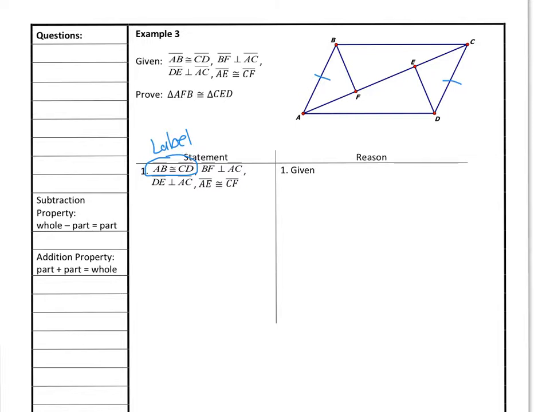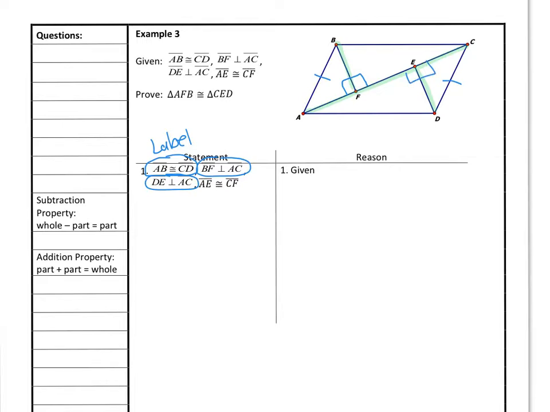We've got BF perpendicular to AC. So let's take a look at that one. We've got BF right here. I'm going to highlight that side. It is perpendicular to AC. Okay, so where it meets AC, we've got perpendicular 90-degree angles. So I'm going to go ahead and draw in those 90-degree angles there. And another perpendicular statement, DE is perpendicular to AC. So I'm going to go ahead and highlight that so you can see that DE is perpendicular. So where that DE line meets AC is also going to be a pair of congruent 90-degree angles.